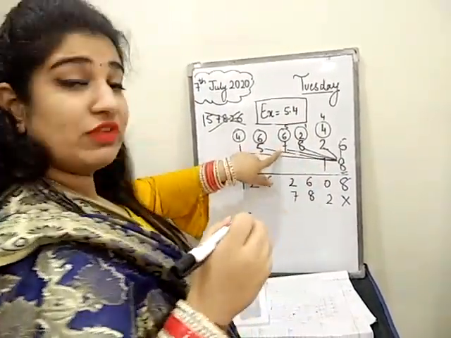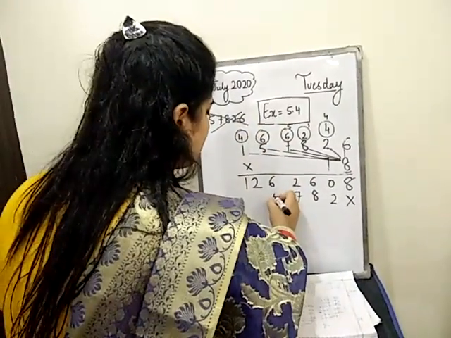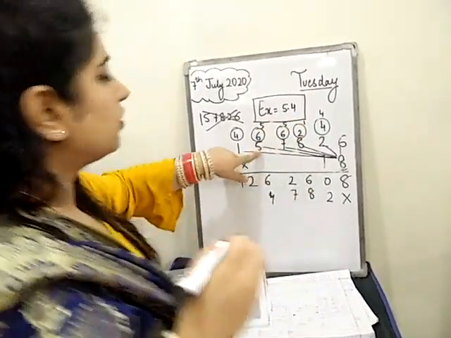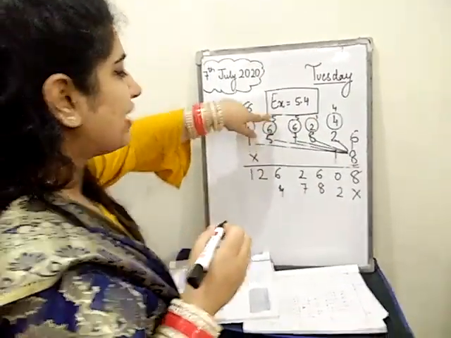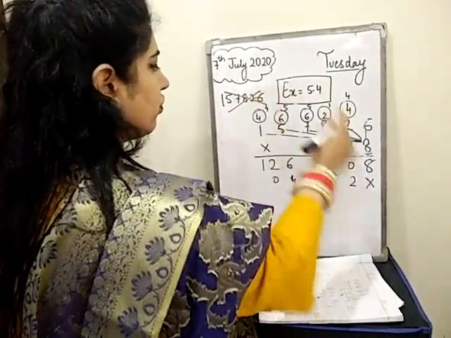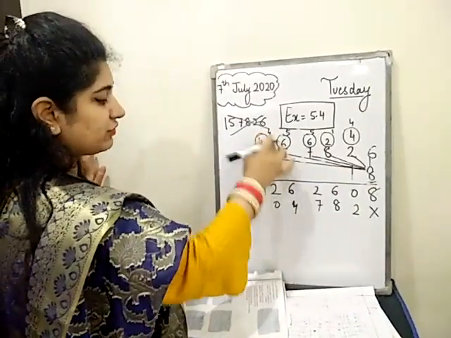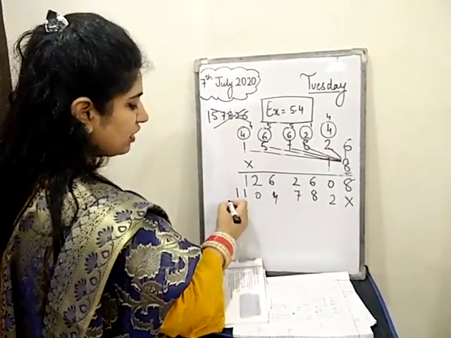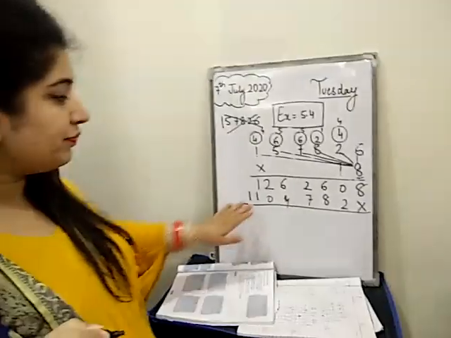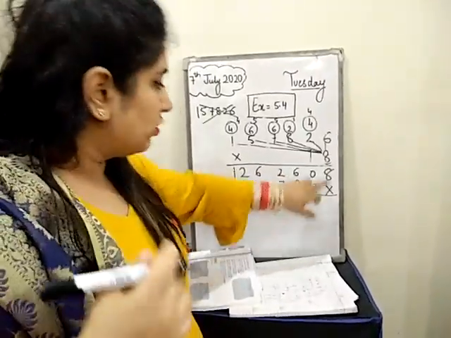Now you will multiply 7 with 7, that is 49, and 5 will be 54. Now you will multiply 7 with 5, that is 35, plus 5, that will be 40. So 0, 4. 7 with 1, that will be 7, plus 4, it will be 11. Now you will put a line. Till here, clear? Now what you will do is you will add these two.